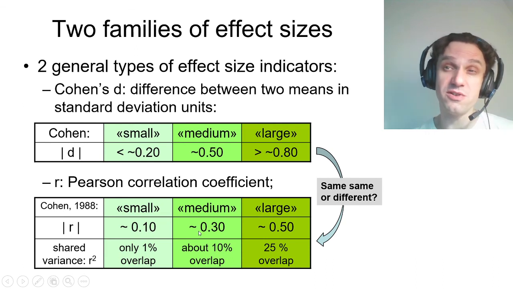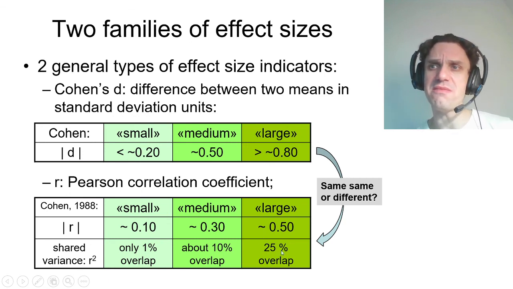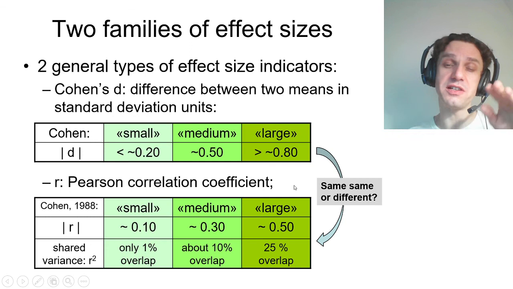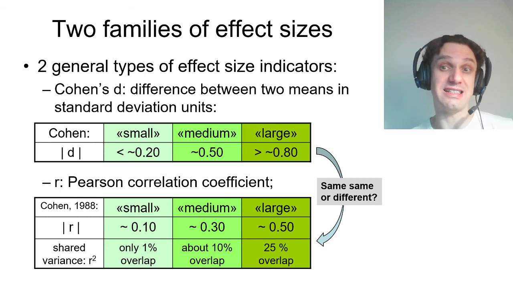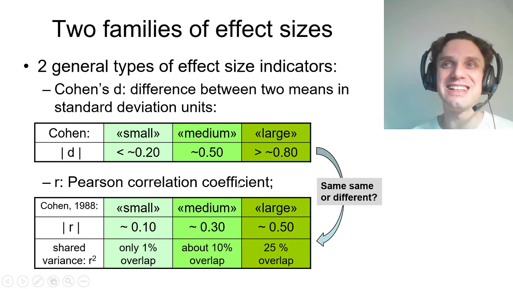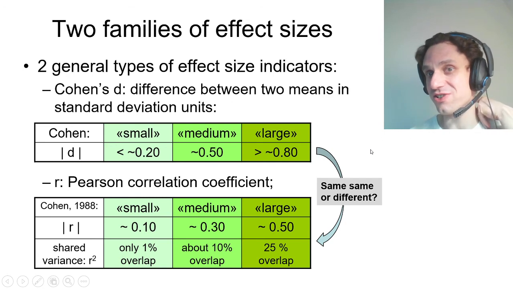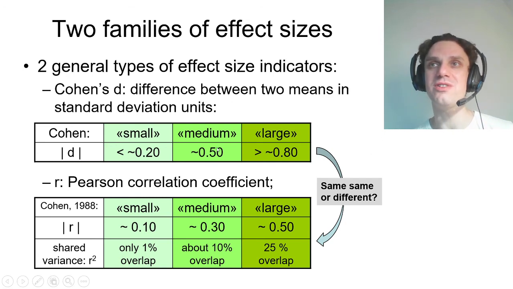If it's about 0.30, let's call it medium. And if it's about 0.50, let's call it large. But then again, these guidelines have some substance to them, but they don't really correspond to real sizes of effects. And also, the question is whether these two estimates of effect size are the same or different. Do these values correspond to one another? So if two different researchers use two different measures of effect size, would these interpretation guidelines correspond?